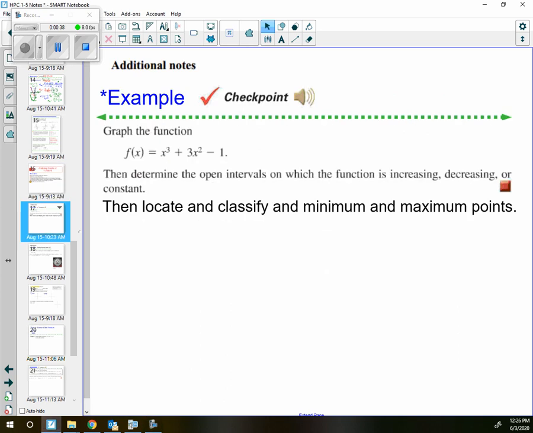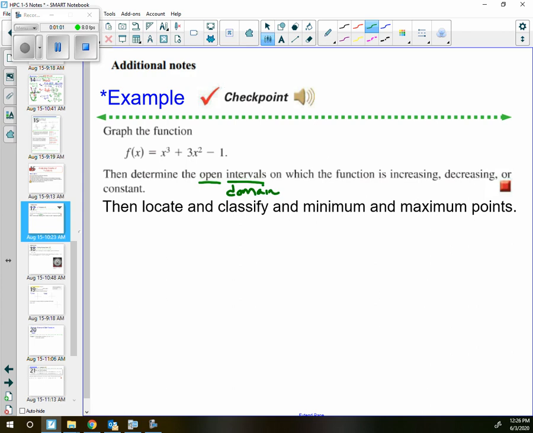So here's what we're going to start with. We're going to analyze a graph of a function and talk about the open intervals. Open means they're using parentheses, because when you're at the top or bottom, you're not actually increasing or decreasing anymore. So we're using parentheses on which the function is increasing, decreasing, or constant. And when they say open intervals, they're talking about intervals of the domain. So we're looking at the x values.